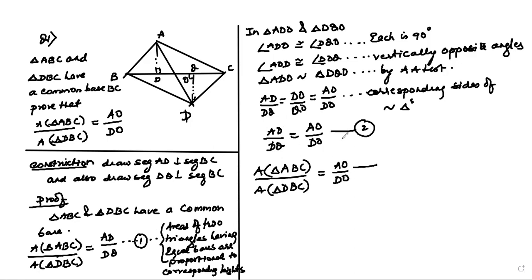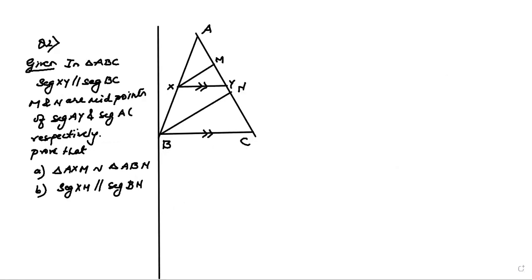Can you see this, children? Reasoning from 1 and 2. So I think I got my answer. A very simple sum, children. Very easy sum. Okay. We go to the next sum.